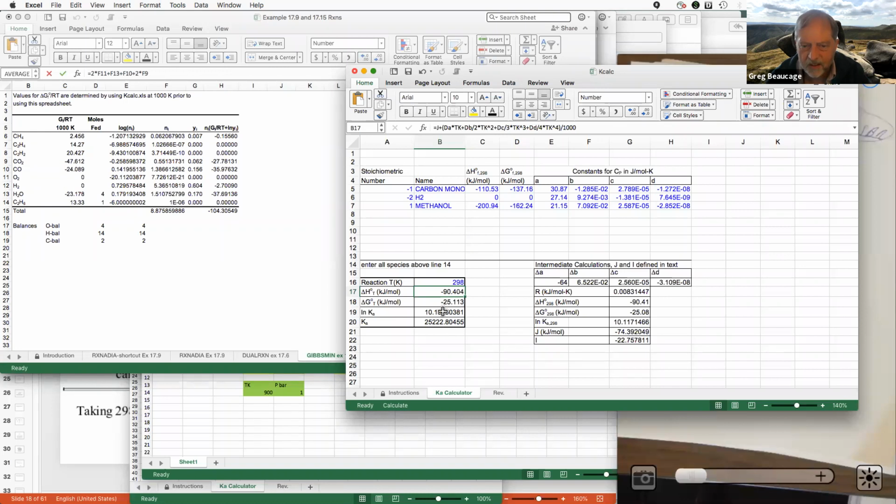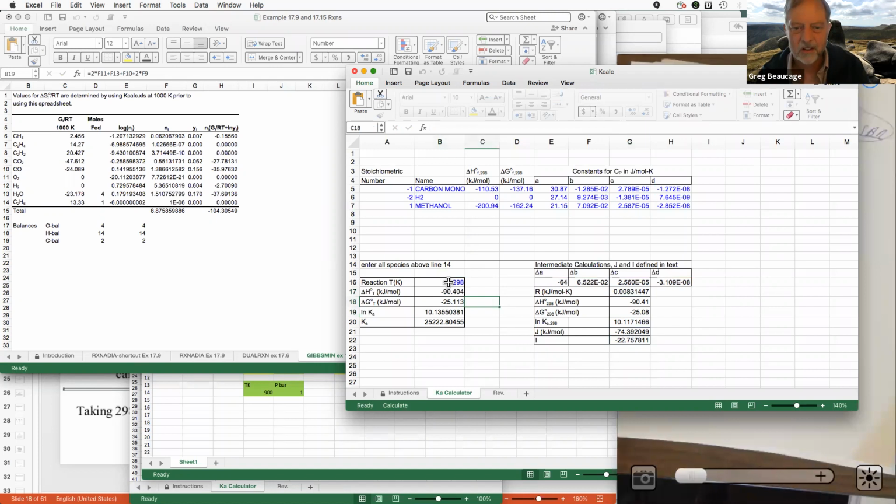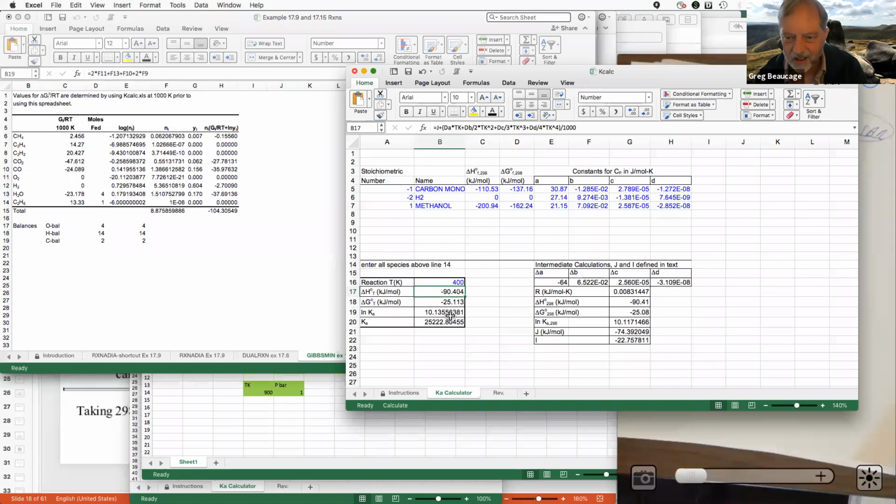If I did 298, that should match this number, 10.13. This definitely depends on 298. I'm not sure why it's not changing. It should change when I change the temperature here. Oh, I know why. It's probably, oh, there it changed. All right, it did change that time. So I think I didn't hit enter or something.